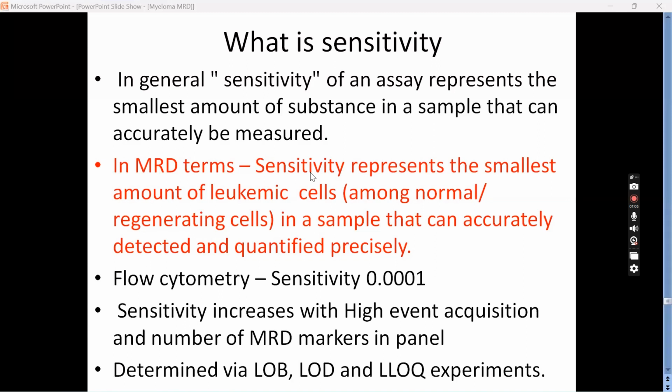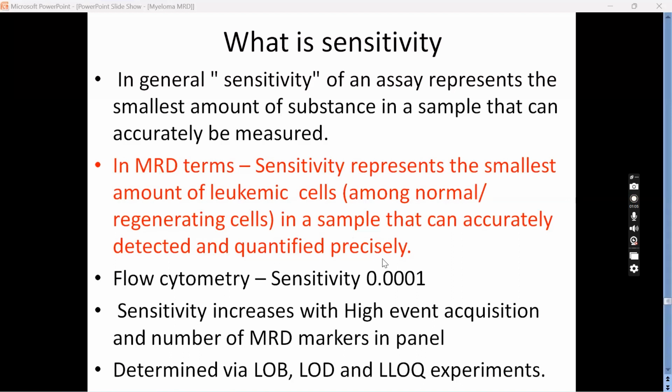MRD or PNH. Okay. Now, sensitivity in flow language, especially in an MRD setting, means the smallest amount of leukemic cells or the abnormal cells among a background of normal regenerating cells in a sample that can be accurately detected. So this is very important, accurately detected and also quantified precisely. So you need both accuracy as well as precision.